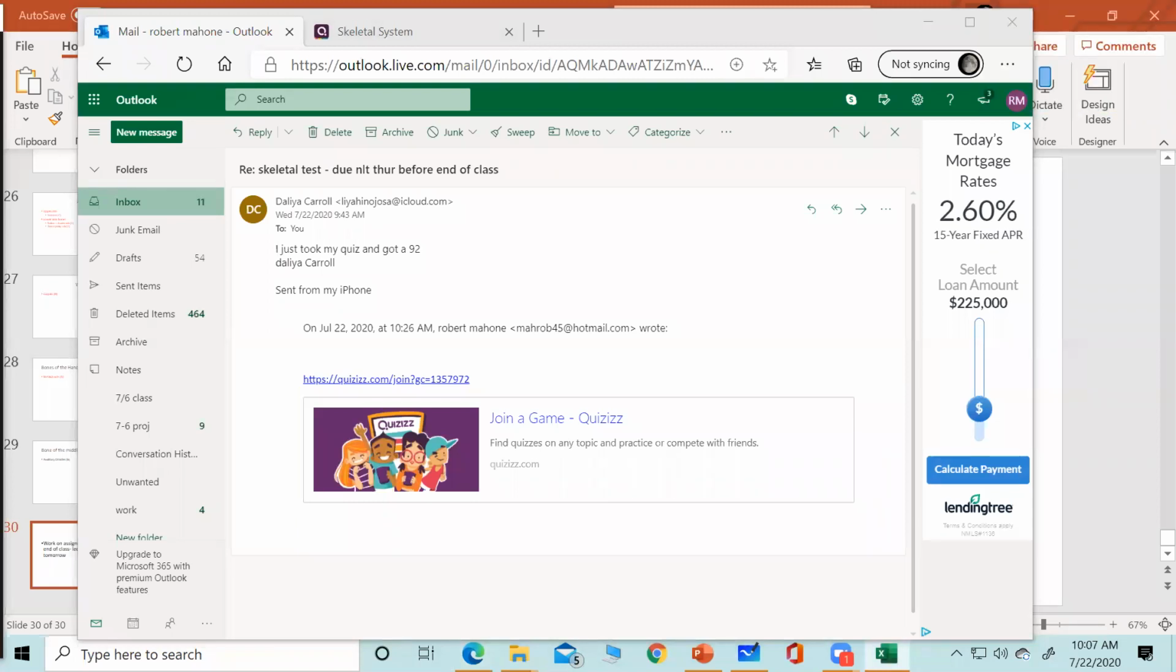Mr. Mahone. Oh, I forgot. I think it was Chrissy who did the skeletal. She said she got one of them wrong because on the test it was carpals, not phalanges, like on the review or something.